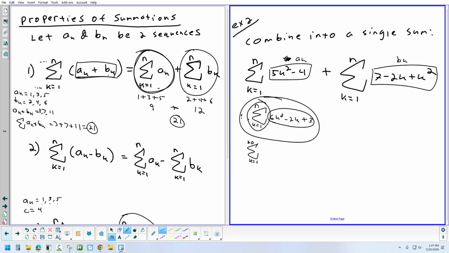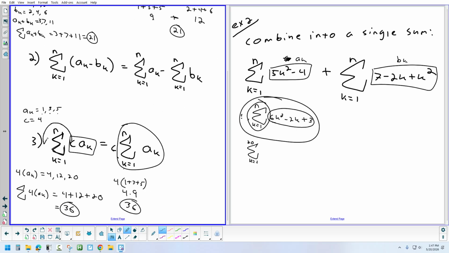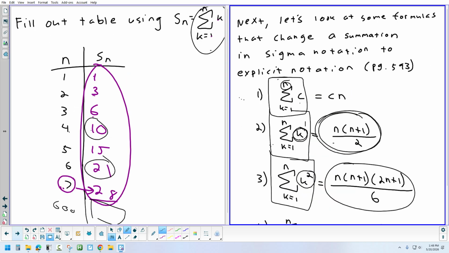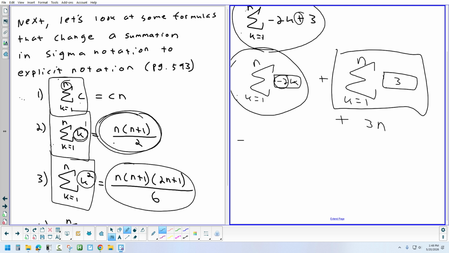That was a rule I showed you right here. That number can go in the front. And once we do that, it's going to match what we need. So let's rewrite it. It's negative 2 times the sum from 1 to n, k. And we already dealt with the second one. That one's gone. Now we can deal with this.